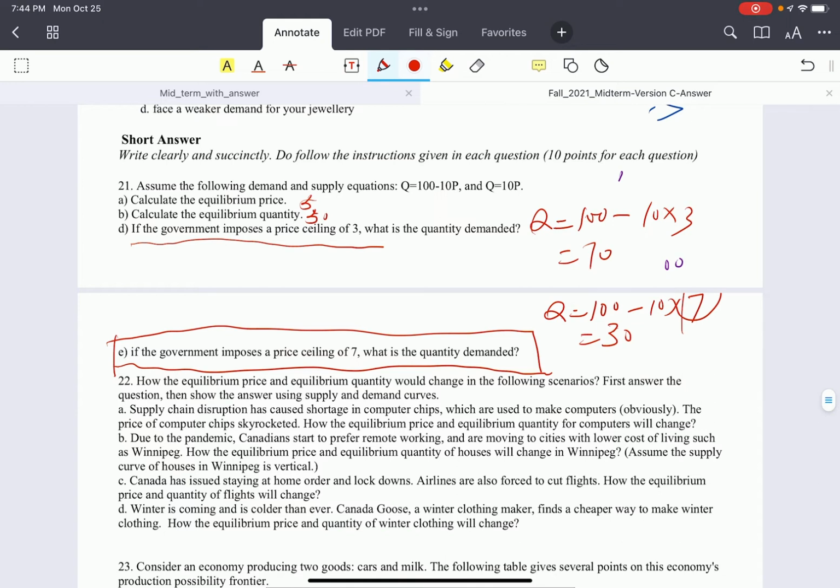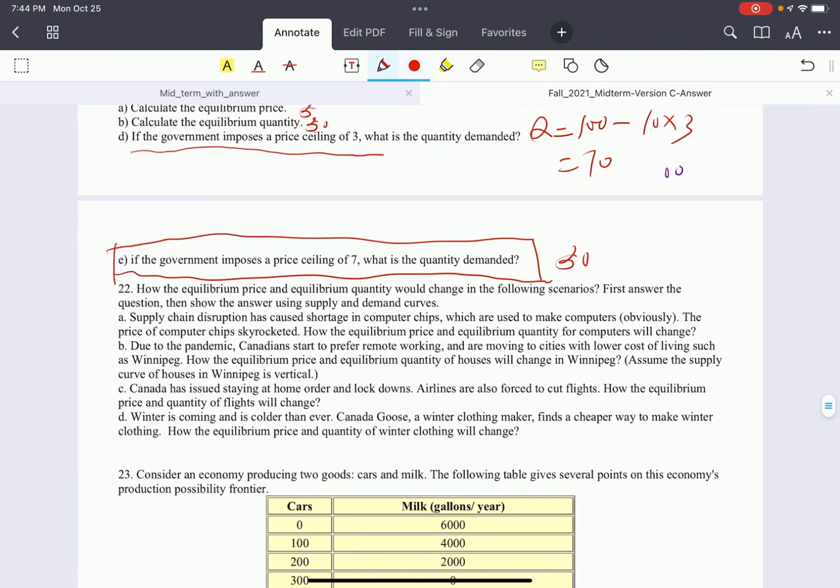And in this case, the price should stay the same. It should stay at $5. So under this $5 price, the quantity demanded is still 50.